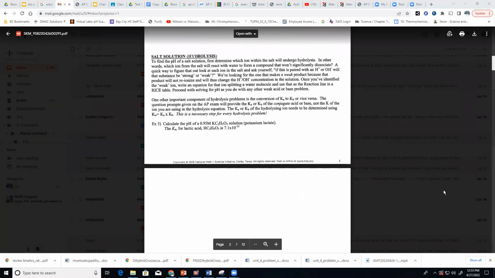All right, salt hydrolysis. Yay, I heard a yay. Not salt water, just a salt solution. To find the pH of a salt solution, you first have to determine which ion within the salt will undergo hydrolysis. Remember your salt: you should be able to look at it and see which part came from a strong acid or base and which part came from a weak acid or weak base.